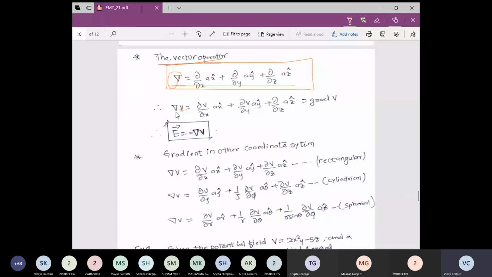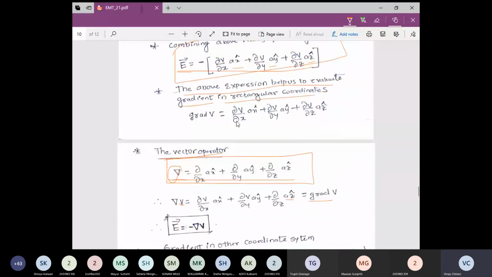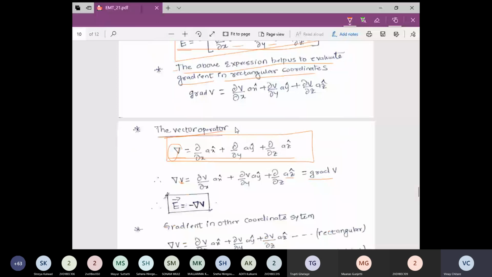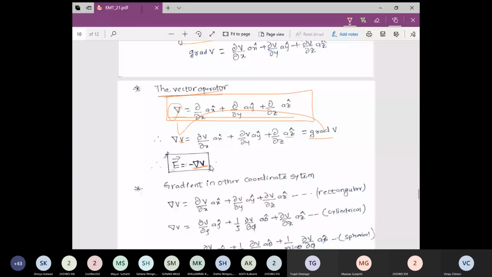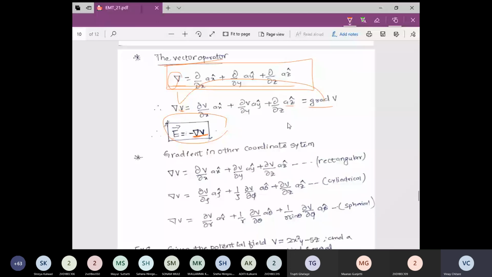So del V, this is a del that you multiply with V, is simply dou V by dou x ax hat plus dou V by dou y ay hat plus dou V by dou z az hat, and this is nothing but the gradient of V. We know that E equals minus gradient of V. Gradient of V is the same as del V, so I can say that E equals minus del V. As you remember, we write rho v, the divergence, is equal to del dot D. So we say E equals minus del V. That is the gradient in rectangular coordinates.